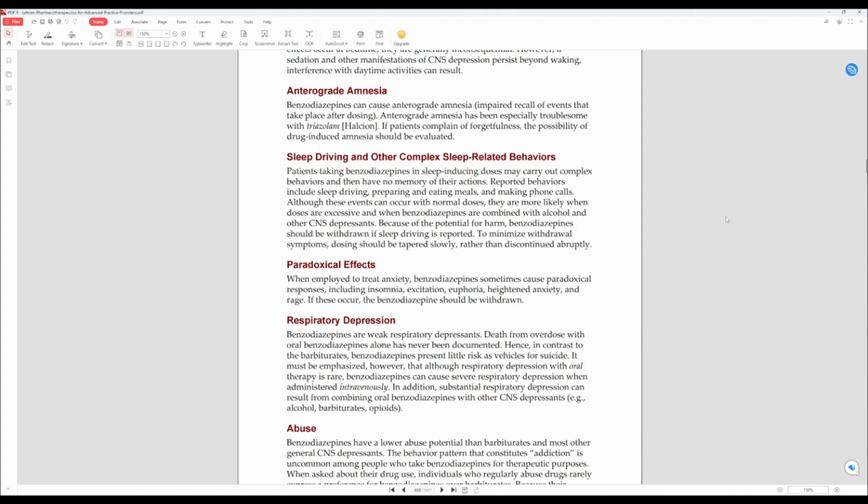Paradoxical effects. When employed to treat anxiety, benzodiazepines sometimes cause paradoxical responses, which include insomnia, excitation, euphoria, a heightened sense of anxiety, and even rage. If these do occur, the benzodiazepine should be withdrawn.